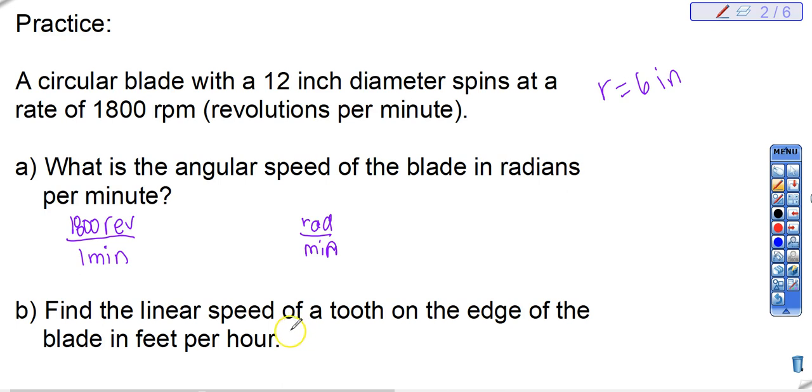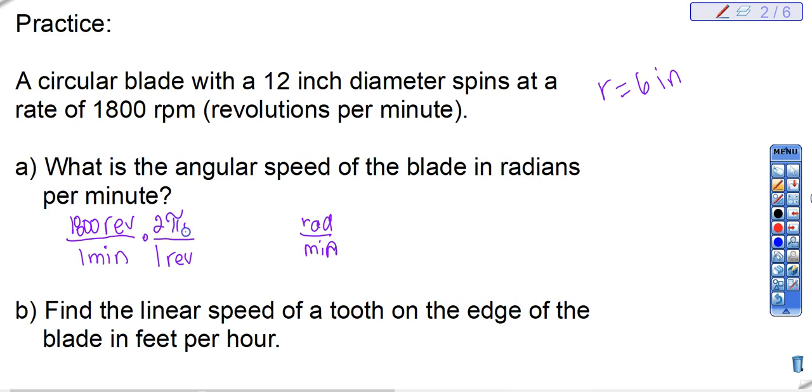So let's readily access what we know. Here's what we don't want in our final answer: revolutions. I don't want revs in my numerator. I want rads in my numerator. So here's what I know. 1 rev equals how many rads?